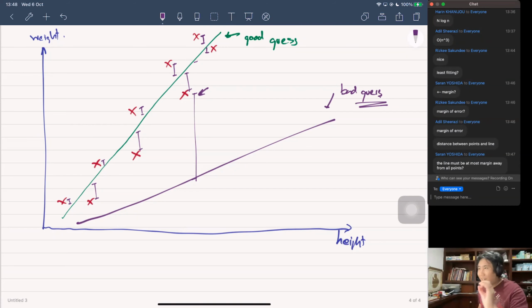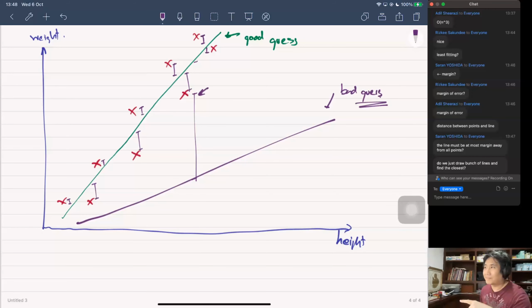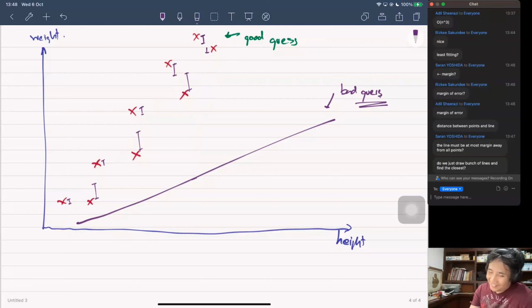Okay, so far so good. The good line is the line that's close to the points, and the bad line is the line that's far away from the points. So we need to compute the distance between the line and the point. Can we just draw a bunch of lines and find the close one? That's actually a brute force way to do it. But no, we're not going to do that. We're going to do something a lot smarter.